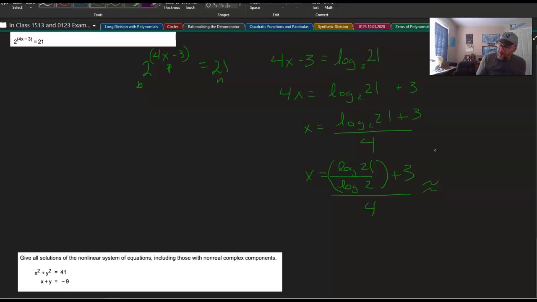So if I do log 21 divided by log 2, I get 4 point something. So then I add 3 and get 7 point something, and then divide by 4, and I get 1 point, I'll just call it 1.848. Okay, so here's an approximate, here's an exact.